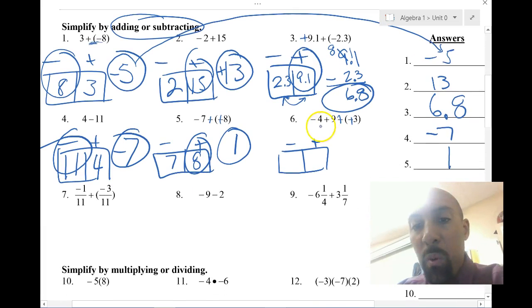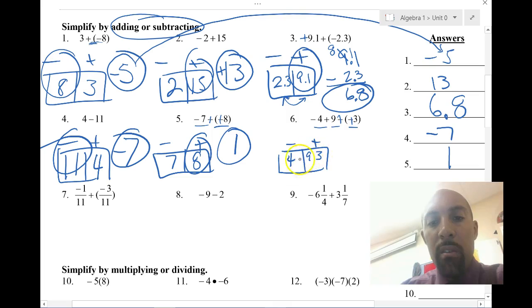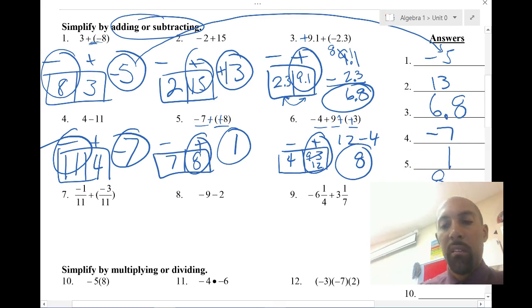Okay, now, this one we have not just 2 numbers, but we have 1, 2, 3 numbers. We're still going to put the numbers in the right box. 4 is negative. 9 is positive. 3 is positive or plus. Now add if you have numbers in the same box. Do that first. 9 and 3 becomes 12. Okay, now we have two numbers in different boxes. So subtract. 12 minus 4 is 8. And the bigger box is 12, so it's plus 8, or positive 8.